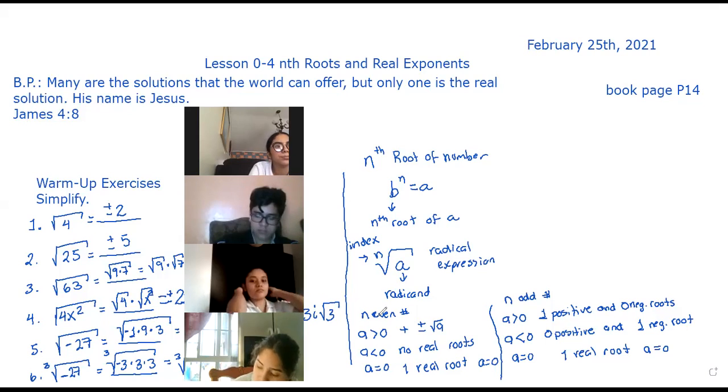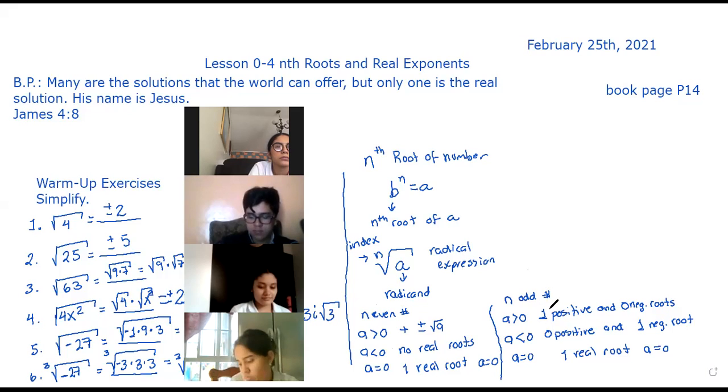If the value of n is positive and even, you get 2 real roots. If the value of n is even and negative, you don't have real roots. If the value of n is odd and positive, you only get one positive real root. And if the value of n, look, the index, is less than 0, that means negative, you are going to get one negative root. Okay? Let's do some examples.